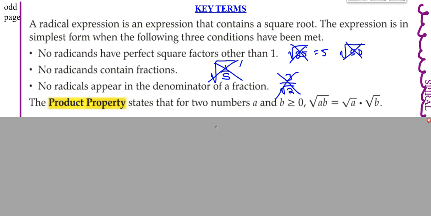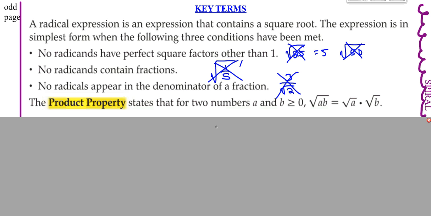No radicand, that's the symbol, the square root symbol, no radicand has perfect square factors other than 1. You can kind of see this. This was the square root of 25. The square root of 25 is not in simple radical form because it's equal to 5, and you can see that answer is right here. Likewise, the square root of 50 is not allowed, because think about the fact that 50 is 25 times 2, so it has a factor that is a perfect square.